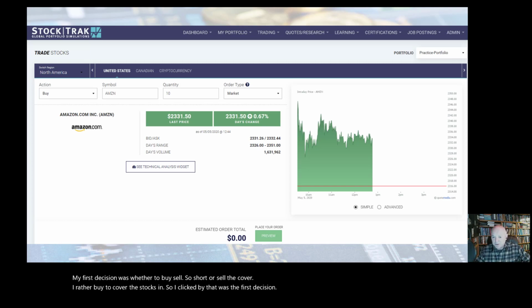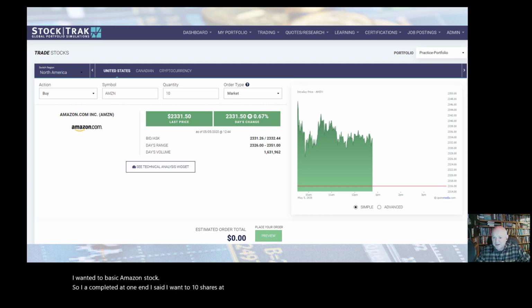Then under symbol, I chose Amazon. The 4-digit NASDAQ ticker symbol for Amazon is AMZN. So as I start to type in AMZ, it completes the rest of that and asks me if I want Amazon or a couple of other types of Amazon related stocks. Well, I wanted the basic Amazon stock, so I completed that one. And I said I wanted 10 shares at the current price.